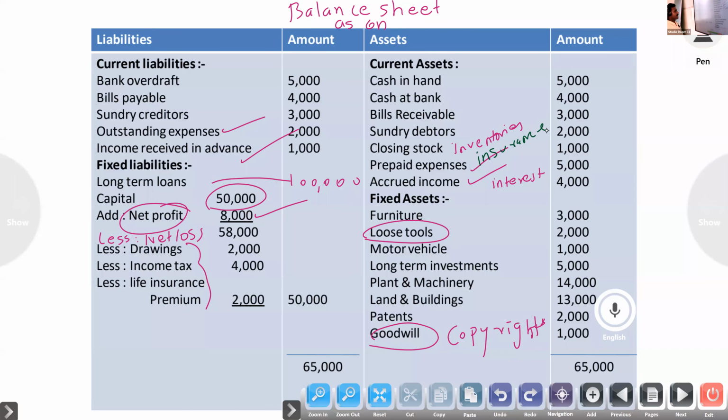Cash in hand, cash at bank, bills receivable, debtors, closing stock, prepaid expense, accrued income. Then fixed assets: furniture, loose tools, motor vehicle, long-term investments, plant and machinery, land and building, patent, goodwill. Current liabilities: bank overdraft, bills payable, sundry creditors, outstanding expenses, income received in advance. Long-term loans, capital add net profit, less drawings.